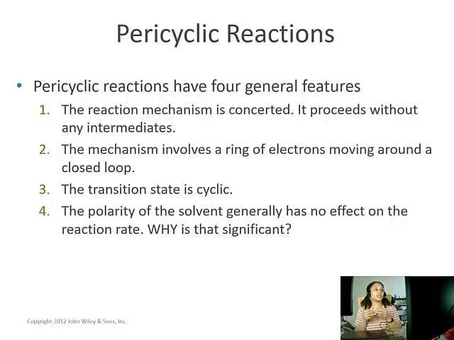Pericyclic reactions have a couple of general rules. The mechanism is concerted, so everything happens at one time. We don't actually have any intermediates, but we do have a transition state. We are moving the electrons around in a closed loop. All of the pericyclic reactions do that. Because we're doing that, the transition state is a cyclic molecule. And for the Diels-Alder reaction, the transition state resembles an aromatic molecule. It's not, but it resembles it.